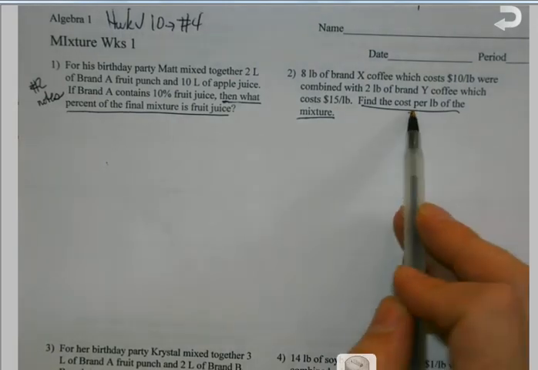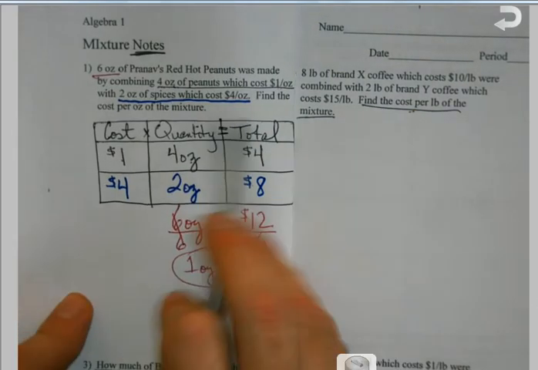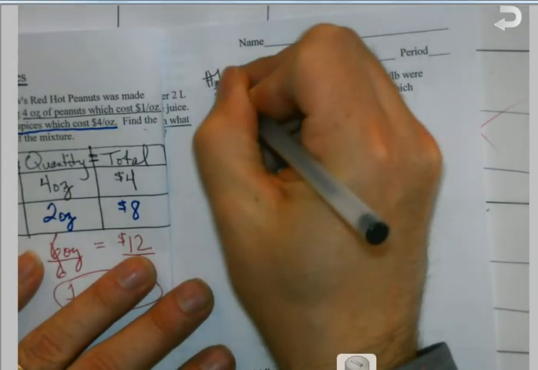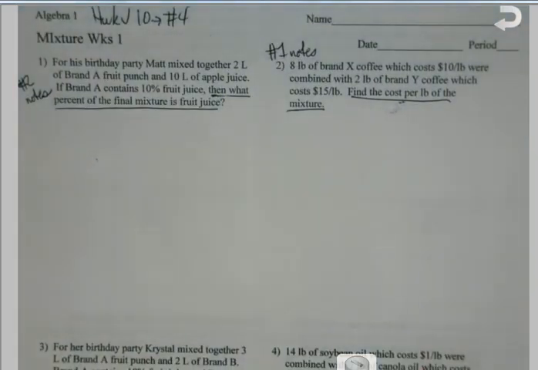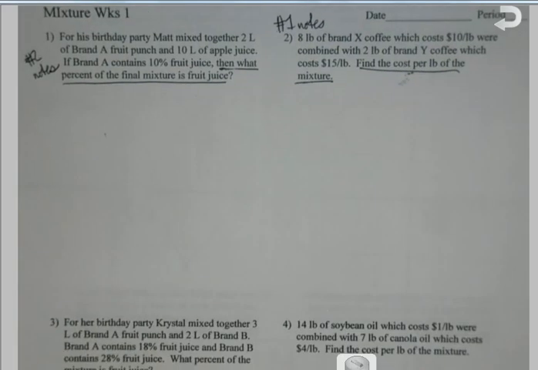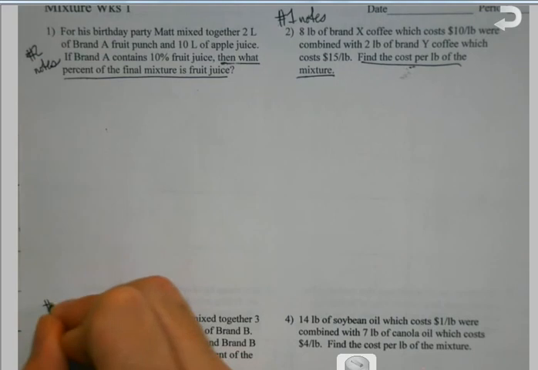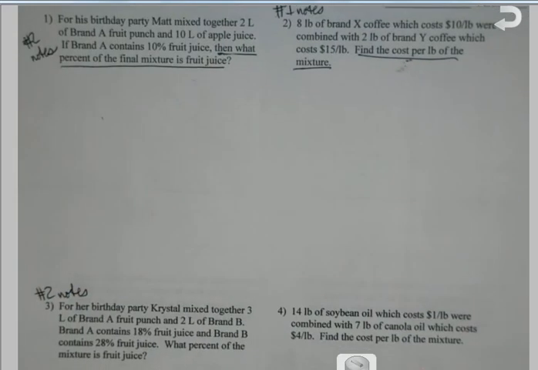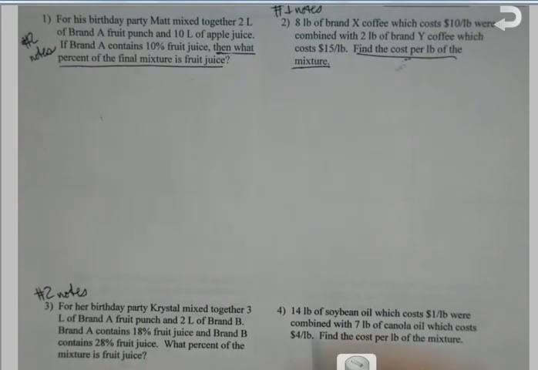And what we can do is work our way around and figure that out on all of them. Find the cost per pound of the mixture. Find the cost per ounce of the mixture. They set up the same. So this would set up like number 1 on the notes. That's my biggest thing with these. What percent for number 3? What percent of the mixture is fruit juice? Okay, just like number 2 on the notes. And I set this up on purpose. Okay, I made this up.